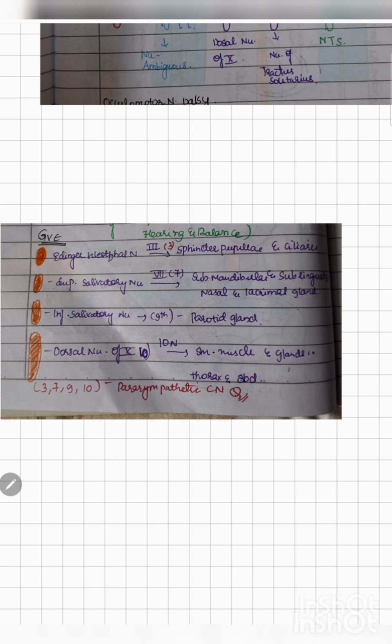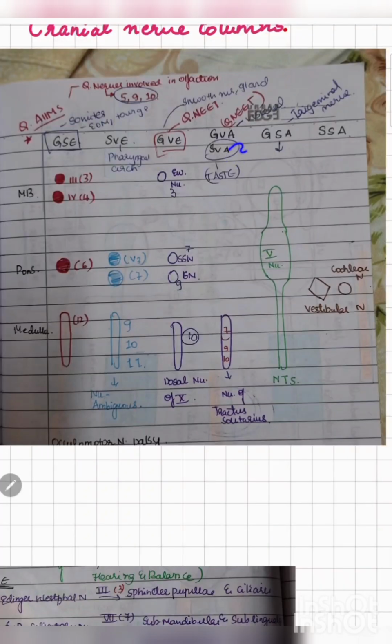So an easy way to remember the superior and inferior salivatory nucleus: the superior salivatory nucleus innervates the inferior glands, which are the submandibular and sublingual glands, because they are found inferior to the parotid gland, right? Whereas the inferior salivatory nucleus innervates the gland which is found superior to the submandibular and sublingual glands, that is the parotid gland.